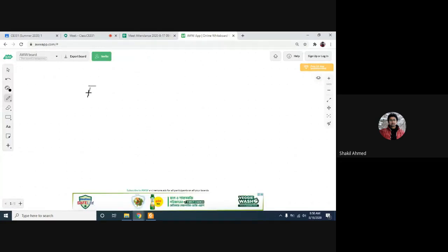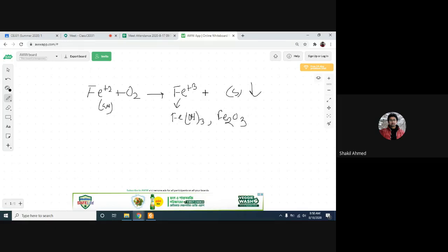So what happens here? Look very carefully. You're performing oxidation of this iron and getting it in ferric form, which is solid, which is a precipitate, and this is basically ferric hydroxide or ferric oxide. And this was aqueous, and they precipitate, right? This is actually solid form.